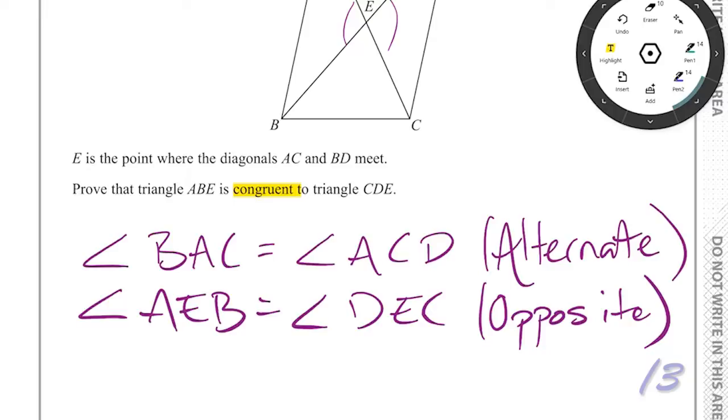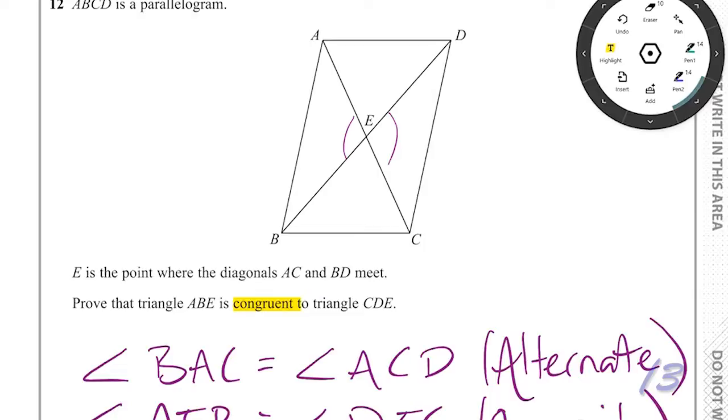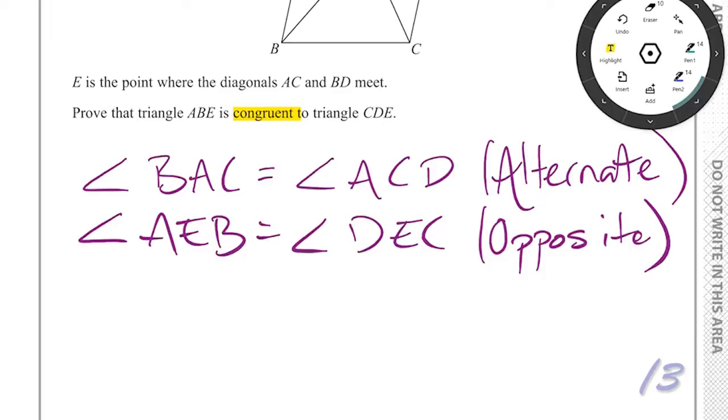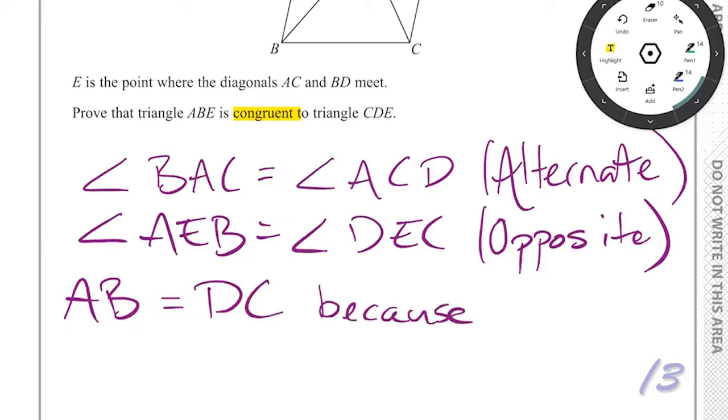We now need to show that they're congruent, so we need to show they're the same size. To have the same size, we need to show that they share a side of the same length. That's nice and easy to show because it's a parallelogram. Opposite sides are going to be the same. So to show that, we just need to say AB is equal to DC. That's just because it's a parallelogram.